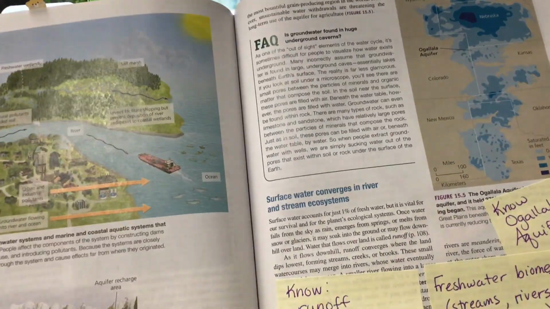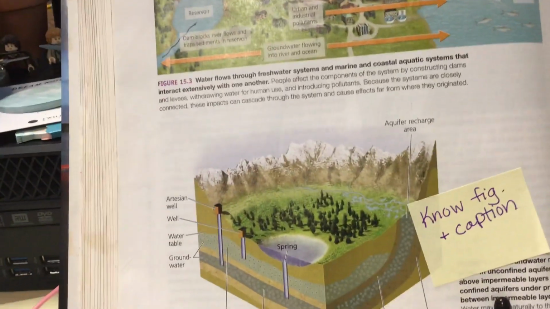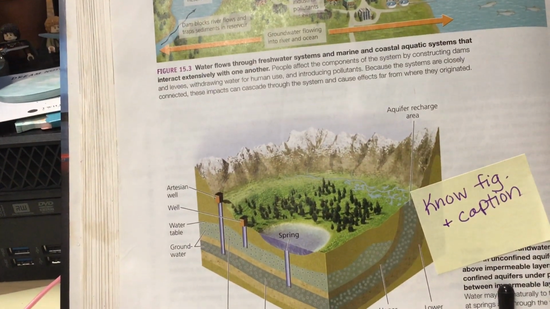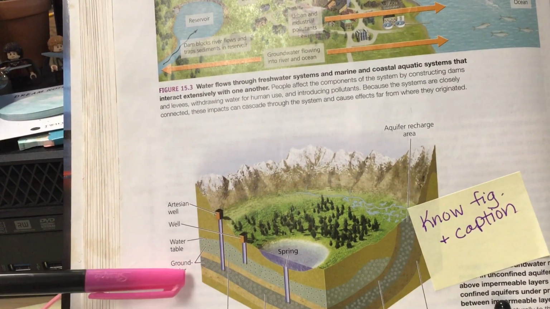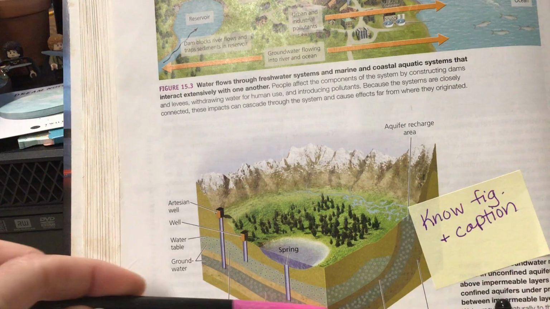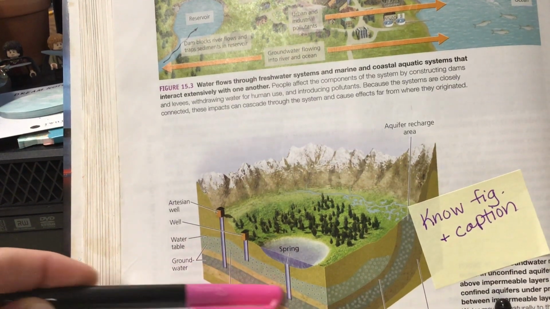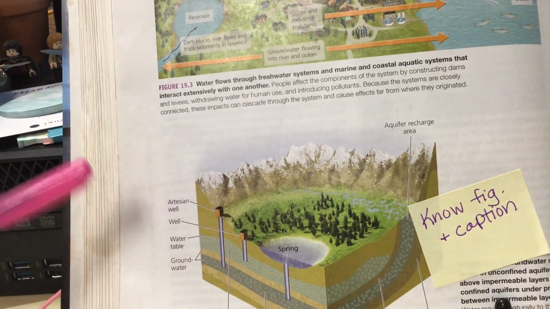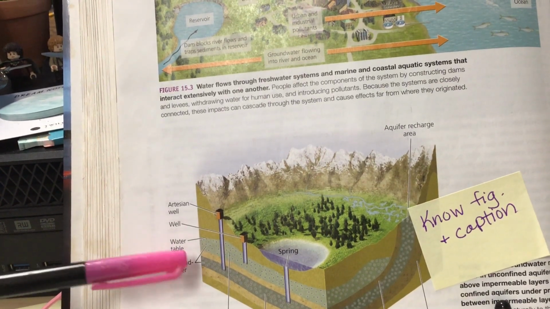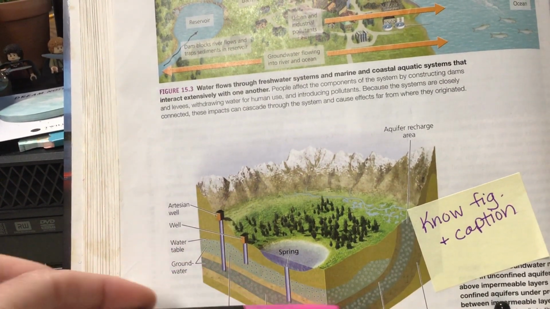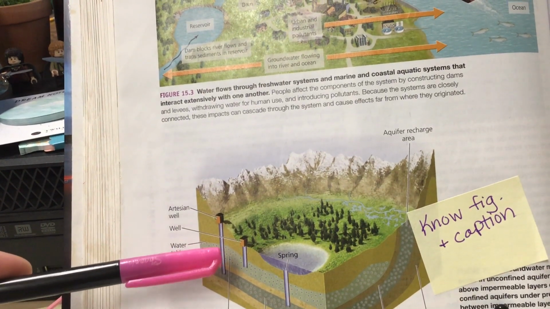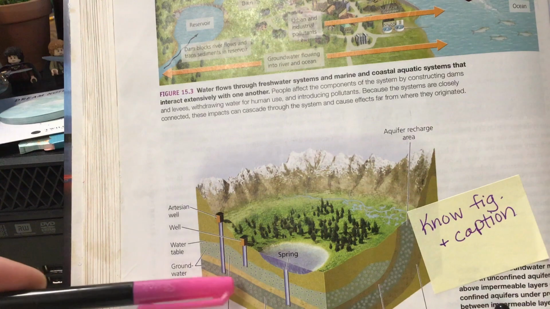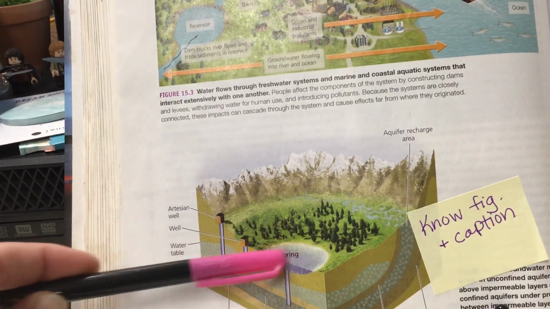Going on to page 392, down here at the bottom, this figure and caption helps you maybe understand groundwater and aquifers a little. So an aquifer is an area of groundwater. So groundwater is anything underground, water underground, and then a particular aquifer is a section that groundwater fills up and stays. Sometimes it can bubble up into a spring.